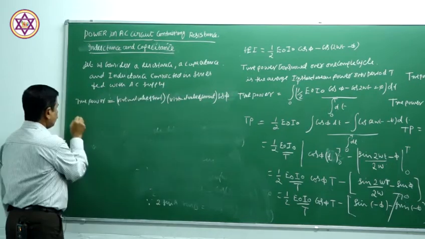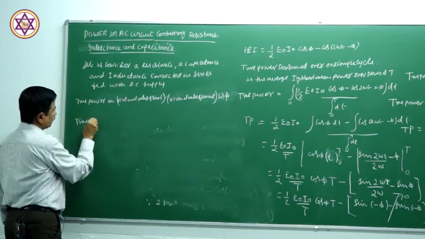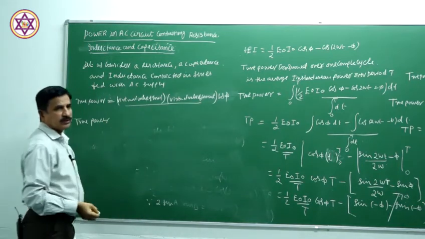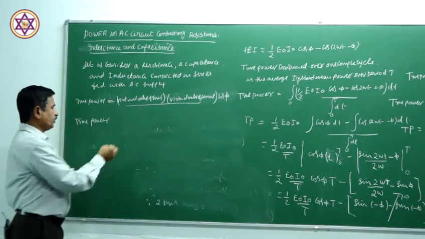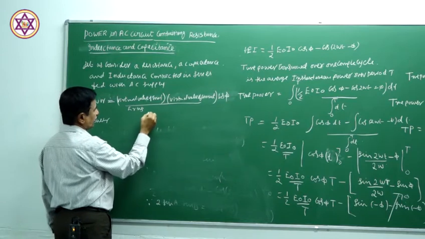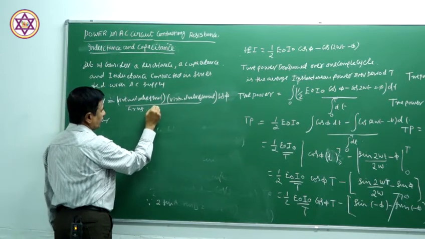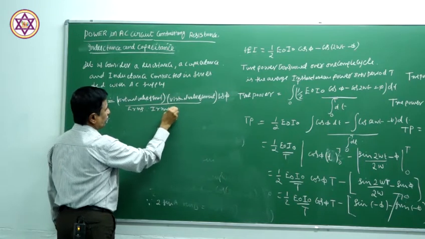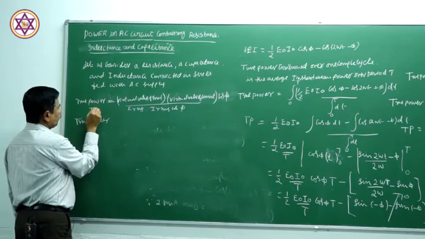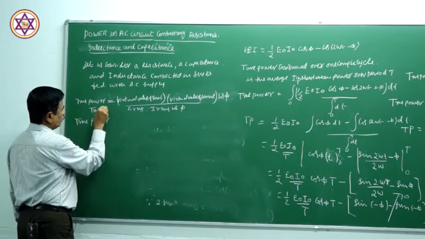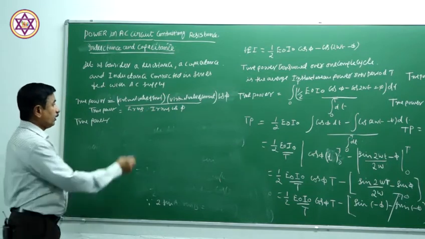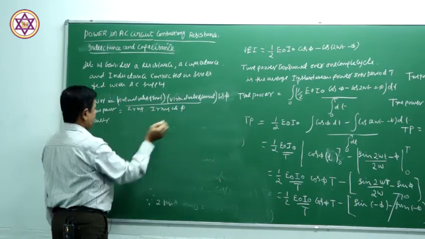So true power can be written as the virtual value of EMF and the virtual value of current. This can also be written as E RMS, that is RMS value of the voltage, into RMS value of the current, and into cos phi. We can also write true power is equal to E RMS into I RMS.